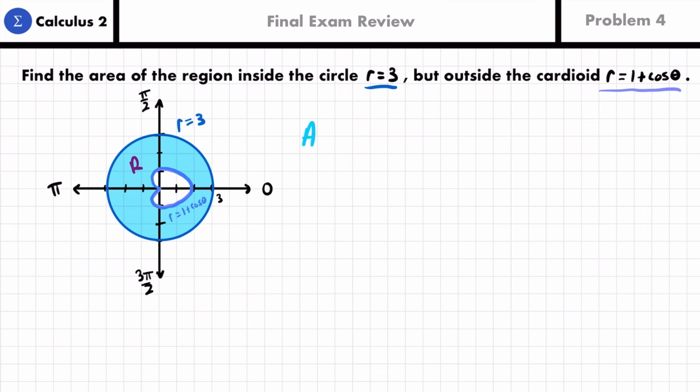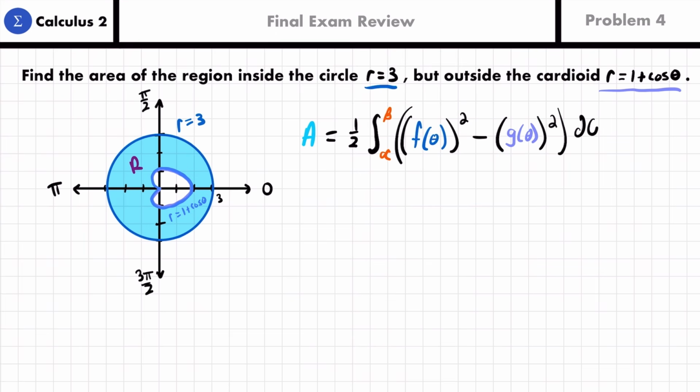The area of that region will be equal to 1/2 times the integral from alpha to beta, where those are two angles of theta, and then we have the outside curve, which is represented by some function in terms of theta, which will be squared, and then we subtract the inside curve, which is represented by a different function in terms of theta, and that is also squared, and then don't forget about d theta.